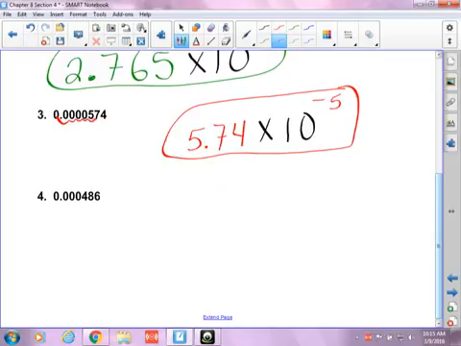Okay, let's look at this one. What's the first non-zero digit? 4. So it's going to be 4.86 times 10. Okay, now it's a super, super small number, right? So my exponent's going to be negative.